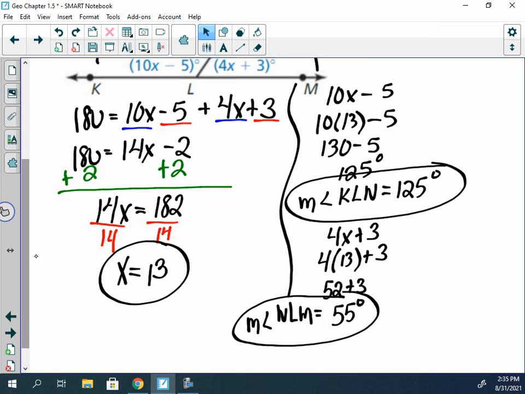Any questions on this here? Now, what is 125 plus 55? What does that give us? 180, yes? Well, what did we say the two angles added up to be? 180. So it confirms what we were saying. As long as those two angles add up to what the total is supposed to be, then we got the right answer. So it gives us a way to check the overall answer so that we know we have it correct.